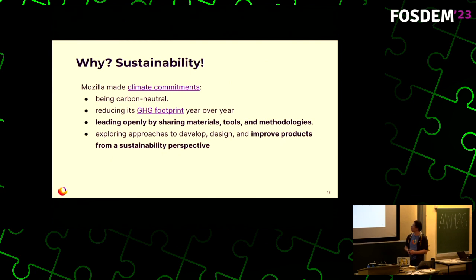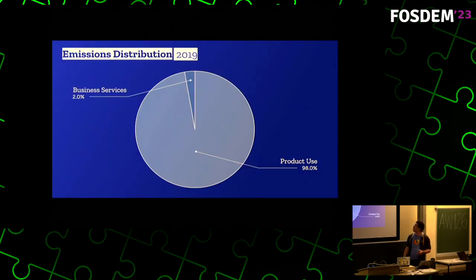And the reason why we want to improve our product is that when we did a greenhouse gas assessment for Mozilla, it turns out the use of our product is 98%. That should not really be a surprise. We have a product that's used by multiple hundred millions of people. So anything else we do, even if it's not clean, it's still a tiny portion.